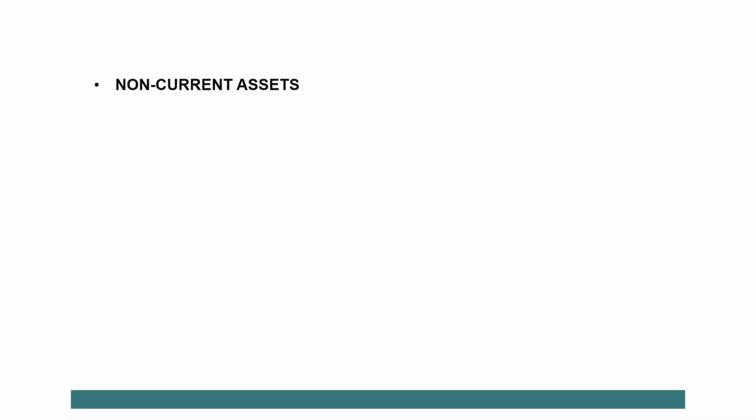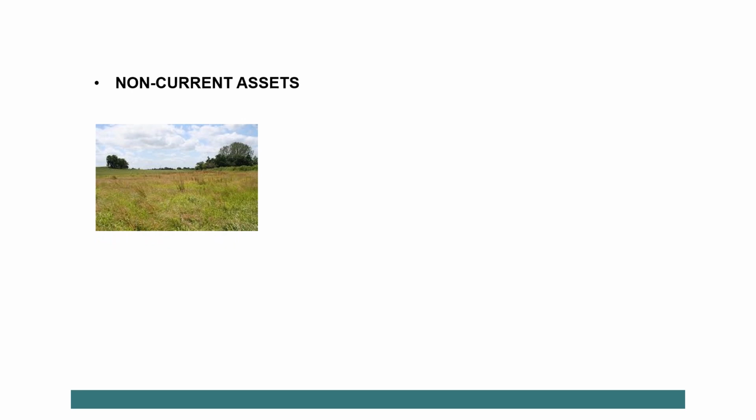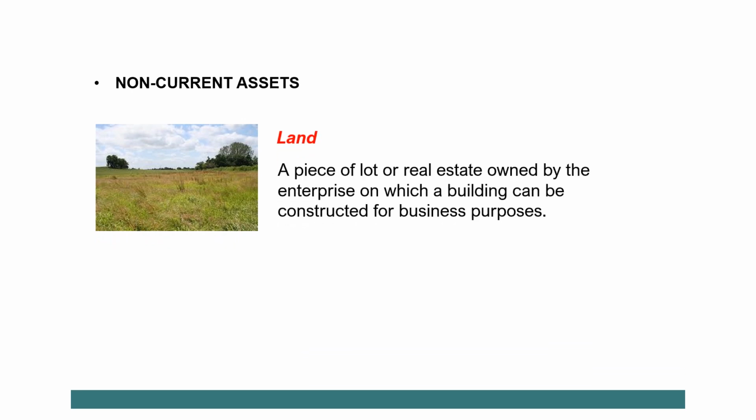How about non-current assets? These are the account titles that we usually use under non-current assets. Land: this is a piece of land or real estate owned by the enterprise on which a building can be constructed for business purposes. That's land. What else?